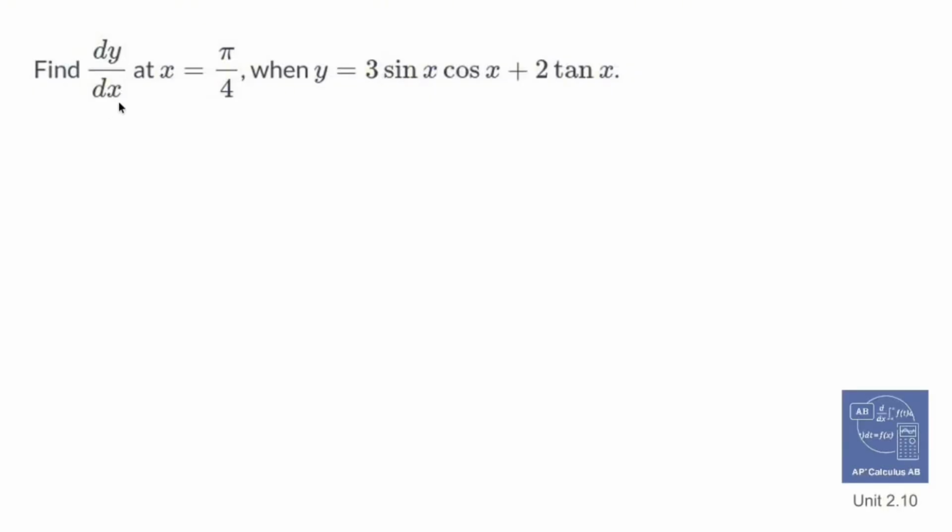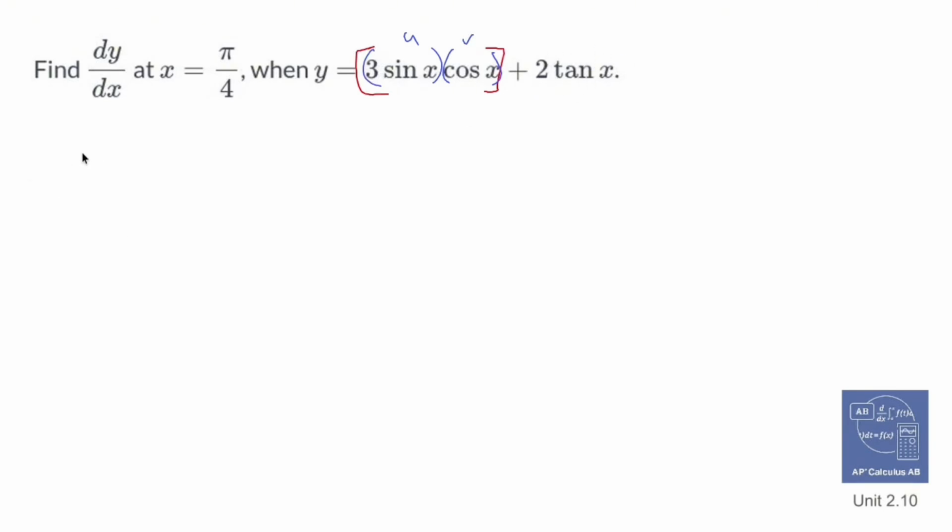Find dy/dx at x equals pi over 4 when y equals 3 sine x cos x plus 2 tan x. Ugh. All right, so this is what I'm looking at. Our product rule: 3 sine x would be my u, and cos x would be my v. You're just regular old trig identity stuff that I don't have to lose any sleep over, so I'm not going to worry about you.